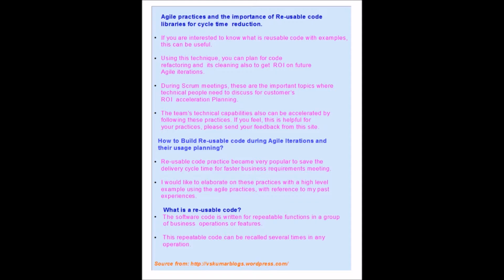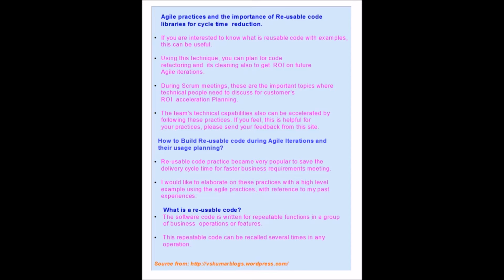And during Scrum meetings, these are the important topics where the technical people need to discuss for customers' ROI acceleration planning. They should be one of the points in daily Scrum meetings or weekly Scrum meetings, and they need to identify like a data mining kind of thing. They need to mine for the reusable components where they can be made as component integration part for other applications availability also, with reference to the reusable component definitions. The team's technical capabilities also can be accelerated by following these practices.